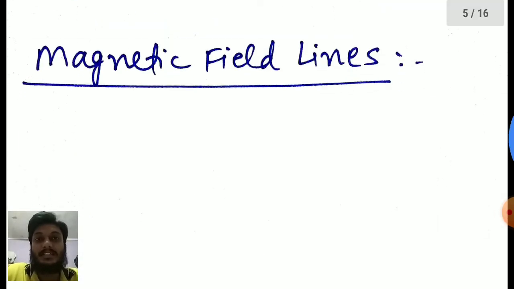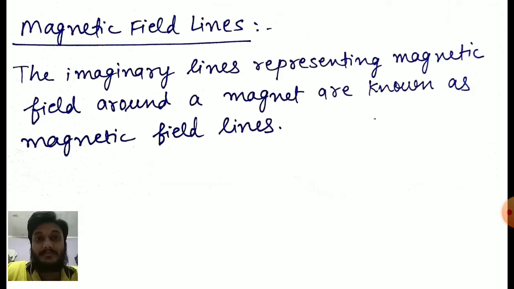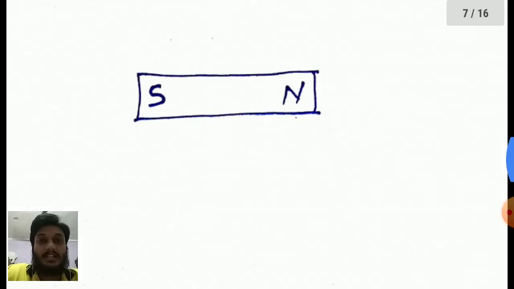The next is magnetic field lines. Around a magnet there is a magnetic field, that we came to know, and that magnetic field is represented by some lines. We represent the magnetic field using some lines, that is known as magnetic field lines. The imaginary lines representing the magnetic field around a magnet are known as magnetic field lines. We are preparing some imaginary lines around the magnet, that is the magnetic field lines.